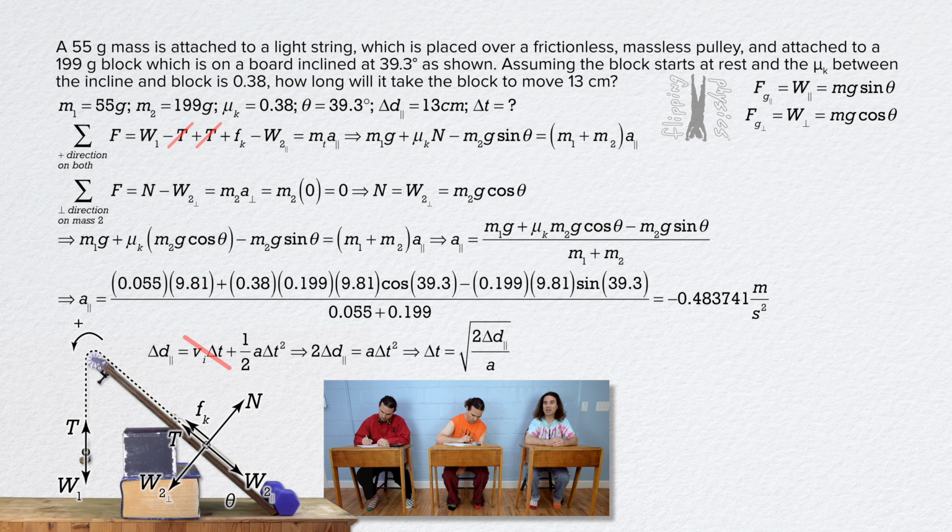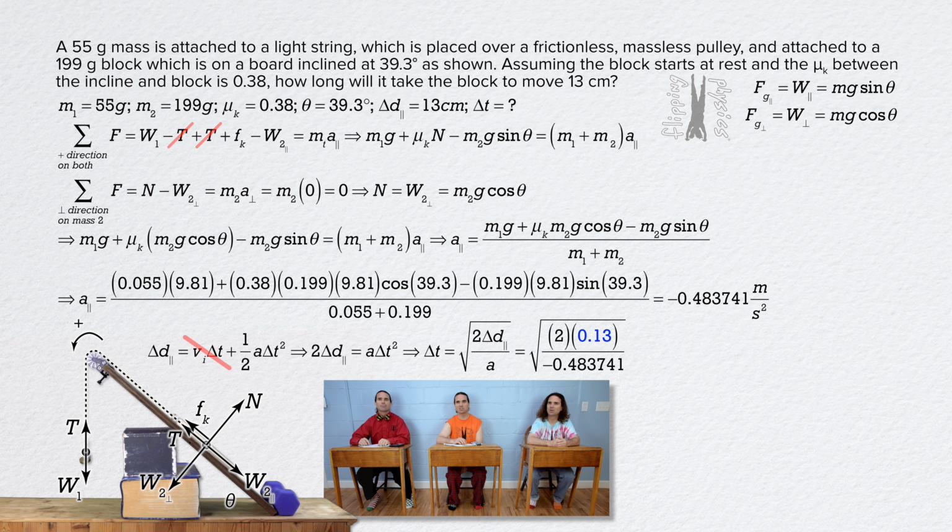With numbers, that is the square root of 2 times, well, we need the displacement in meters, not centimeters, so 0.13 meters all over negative 0.483741. That works out to be, hold up. We cannot take the square root of a negative number. We did something wrong.